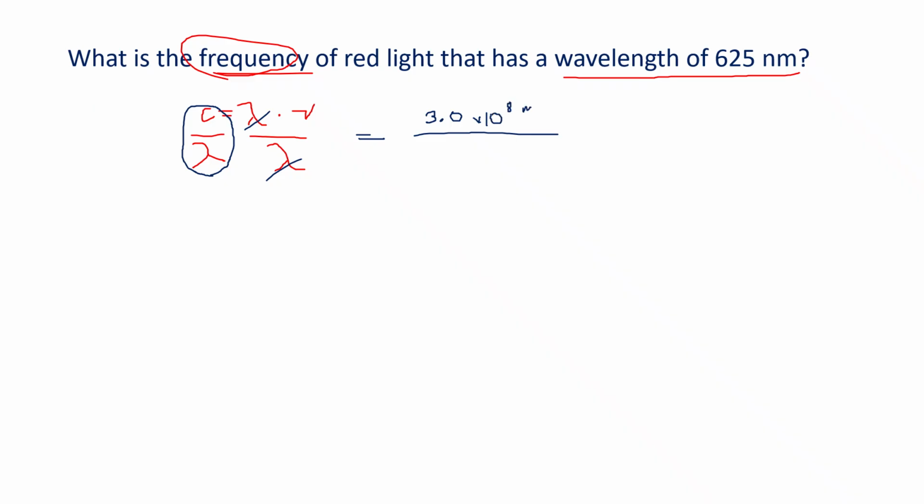But for this problem, I was given a wavelength in nanometers. So we're going to have to remember something about converting from nanometers to meters. So this becomes a conversion: 625 nanometers, nm, just put that over 1. And then we try to get rid of nanometers and take it to meters. The reason we have to take it to meters is because our speed is given in meters per second, not nanometers per second, right?